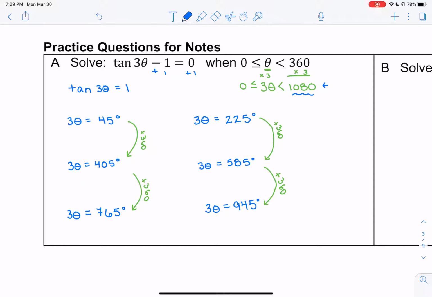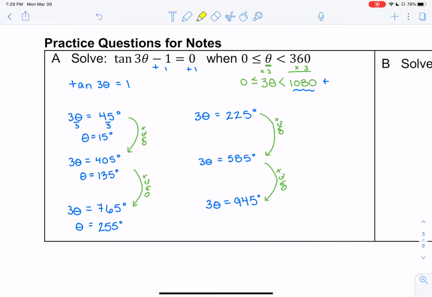I haven't fully solved them yet. I'm now going to go back and divide by 3 on both sides. Okay, for all of those. So I get theta equals 15 degrees. Here, when I divide by 3, I get 135 degrees. When I do 765 divided by 3, I get 255 degrees.